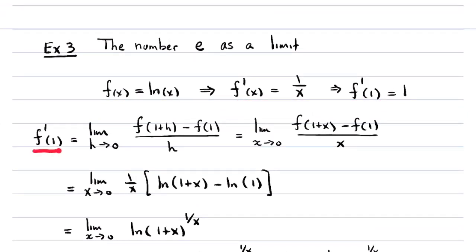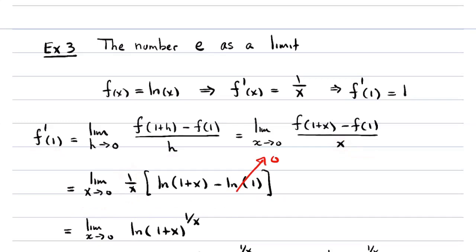So f prime of 1, by the limit definition of the derivative, is this limit: as h goes to 0, f of 1 plus h minus f of 1, over h. And I can switch the name of the variable in that limit. All I'm doing here is calling the variable x instead of h, so that's certainly not going to change the value of the limit. Then down to this line, I'm just reorganizing my algebra. Instead of dividing by x, I'm multiplying by the reciprocal. That's it. And then let's remember that the natural log of 1 is 0.